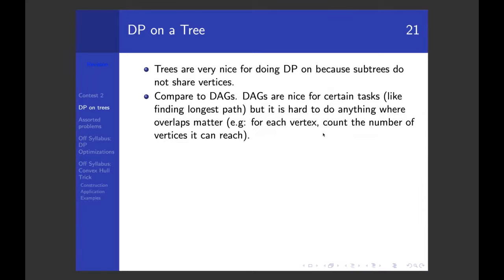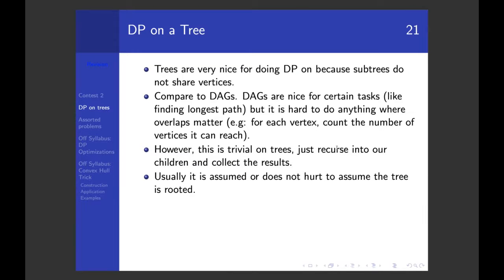If we have a DAG instead, it's harder because children meet up, so you can't treat these 2 things as independent. You can do some DPs on DAGs, like finding the longest path on a DAG. But stuff where overlap matters, like counting how many distinct vertices a vertex can reach, is easy on a tree. Just take how many vertices are in each of my children and add them together. But on a DAG, you can't say that, because there could be stuff shared. So stuff like that is harder on a DAG. But trees are nice, and we're talking about trees now, which is nice.